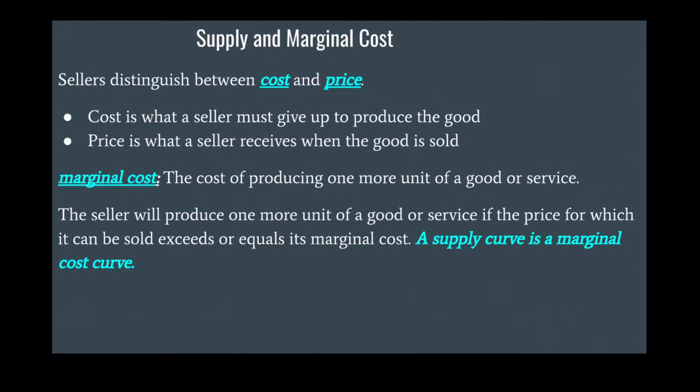Supply and marginal cost. Sellers distinguish between cost and price. Cost is what a seller must give up to produce the good, and price is what a seller receives when the good is sold. The marginal cost is the cost of producing one more unit of a good or service. The seller will produce one more unit if the price for which it can be sold exceeds or equals its marginal cost. A supply curve is a marginal cost curve.